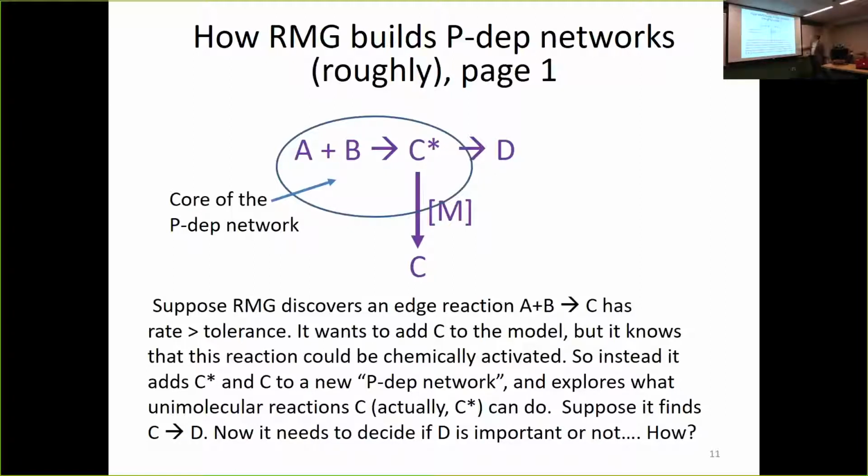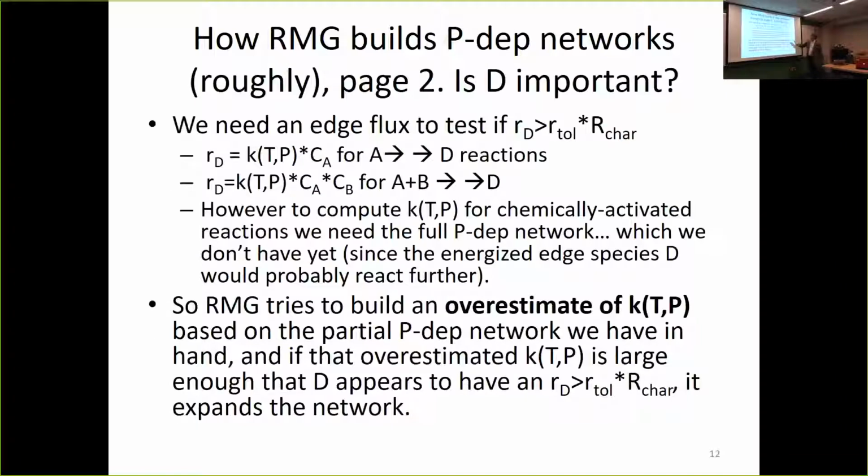So I solve this little network, A plus B to C star with C, with M, and D. And the solution of that will give me an overestimate of the effective rate from A plus B to D. And then I can use that in my next slide to evaluate an estimate of the flux of formation of D. And if that number is small enough, I know I can safely ignore D, otherwise I can't, and I have to keep worrying what to do.